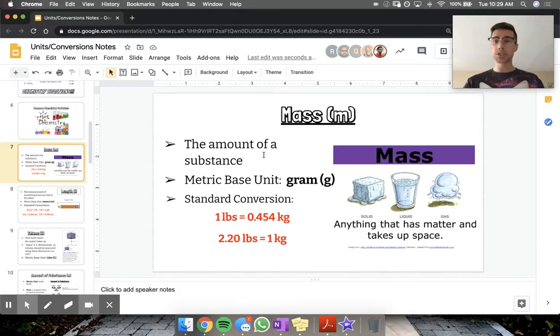So mass, we usually just put something on a scale and measure how much mass it is based on its weight, right? How much it presses down on a spring. So we'll deal with this later on, but mass is pretty straightforward. The way that we measure mass in chemistry is with the gram.